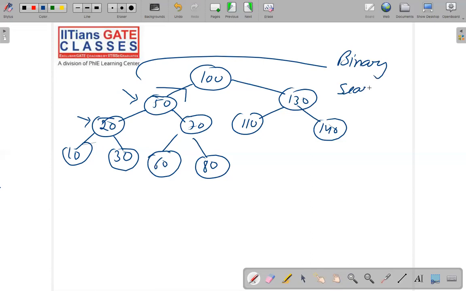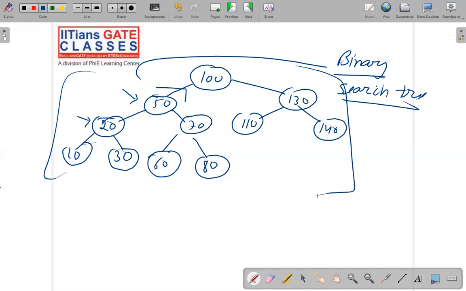Binary search tree. It is a binary tree with the constraint that I explained just now. So this is binary search tree. Now, what is the property of the binary search tree?